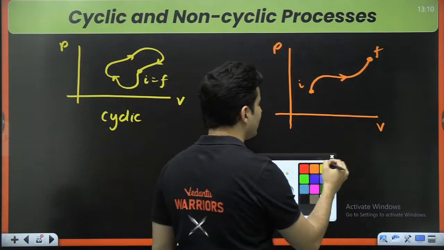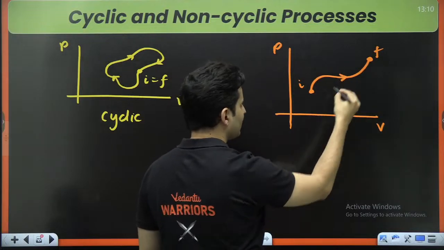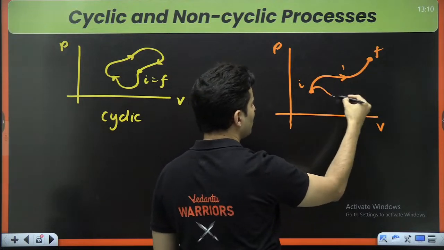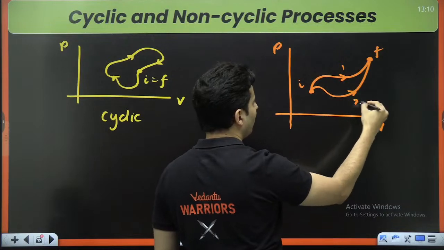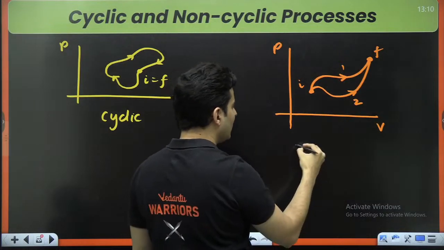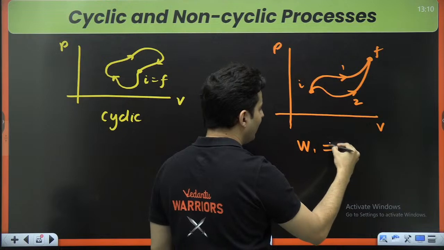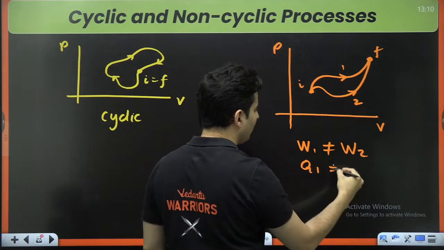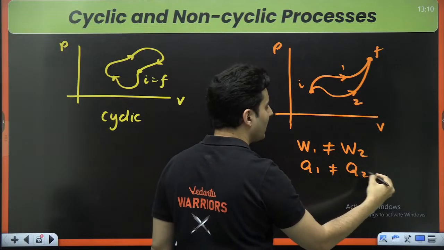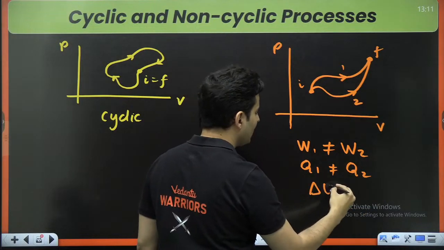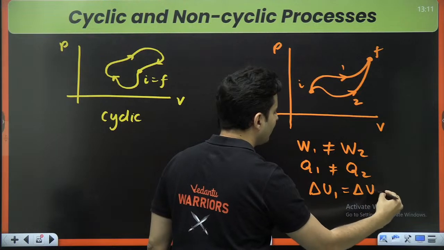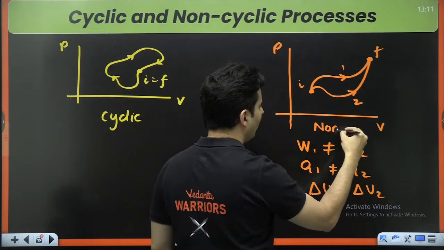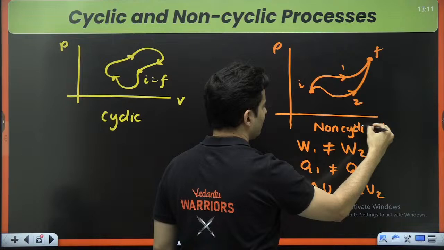When you have a non-cyclic process, you have multiple path options. You can go via path 1 or path 2. You will see the work done in path 1 may not be equal to the work done in path 2. The heat supplied or absorbed in path 1 may not be the same as in path 2, but the change in the internal energy will be the same in case of a non-cyclic process.